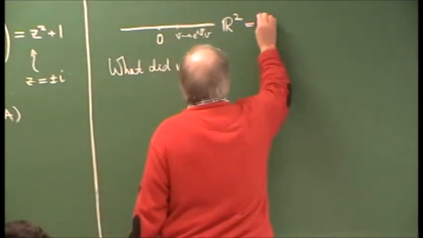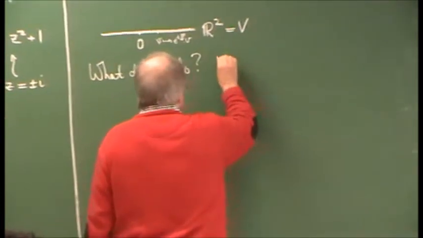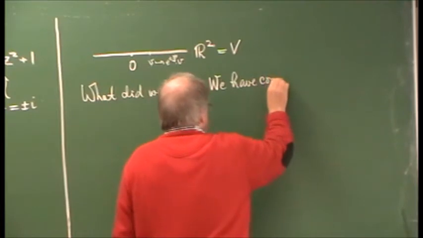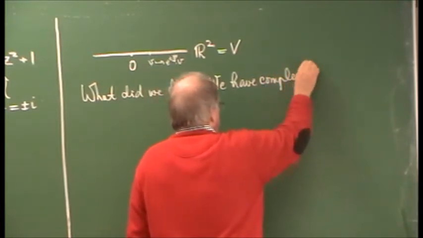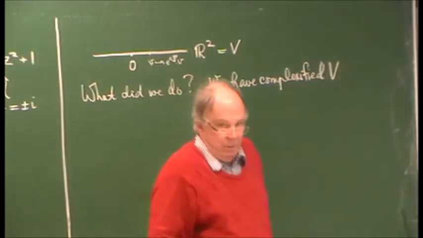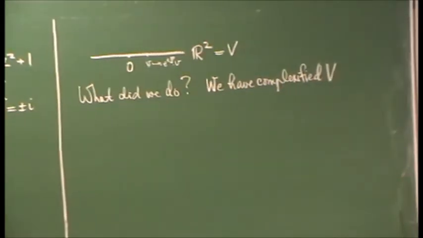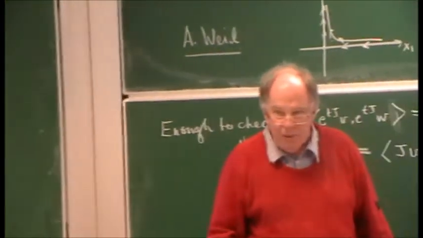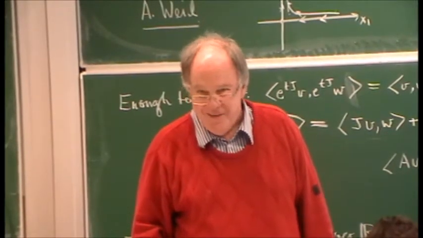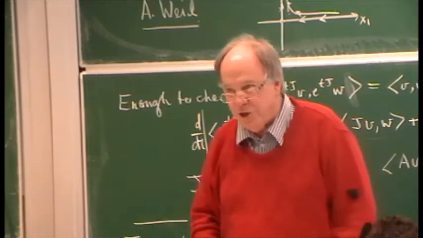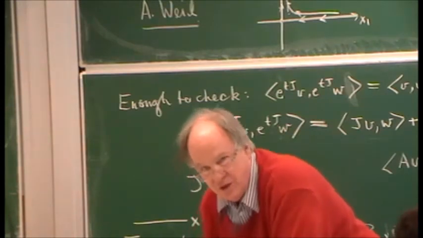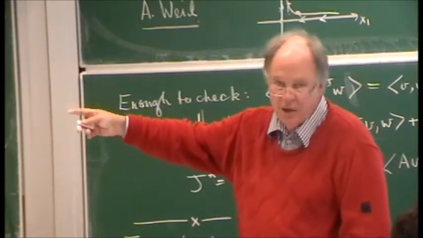So this is a vector space V. The answer to what we have done is we have complexified V. Suddenly, V is a complex vector space. Nobody tells you. They make this calculation, and they're fooling around, and under the table, they have a complex vector space, because this does not make sense otherwise.